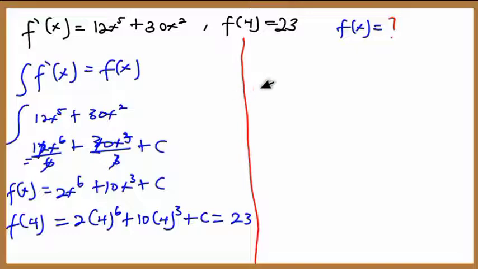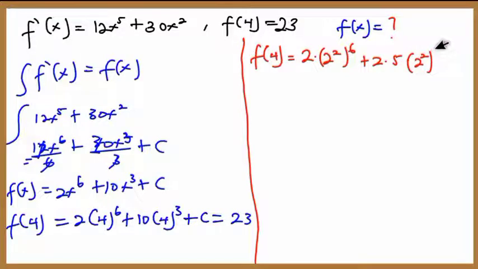So with this one, I'll write this one is multiplying this one, so I can rewrite this as our f of 4 equals 2 times 2 to the power 2, all to the power 6, plus, and this 2 I can write as 2 times 5 times our 4, this 4, so that is 2 to the power 2, all to the power 3, plus c equals 23.